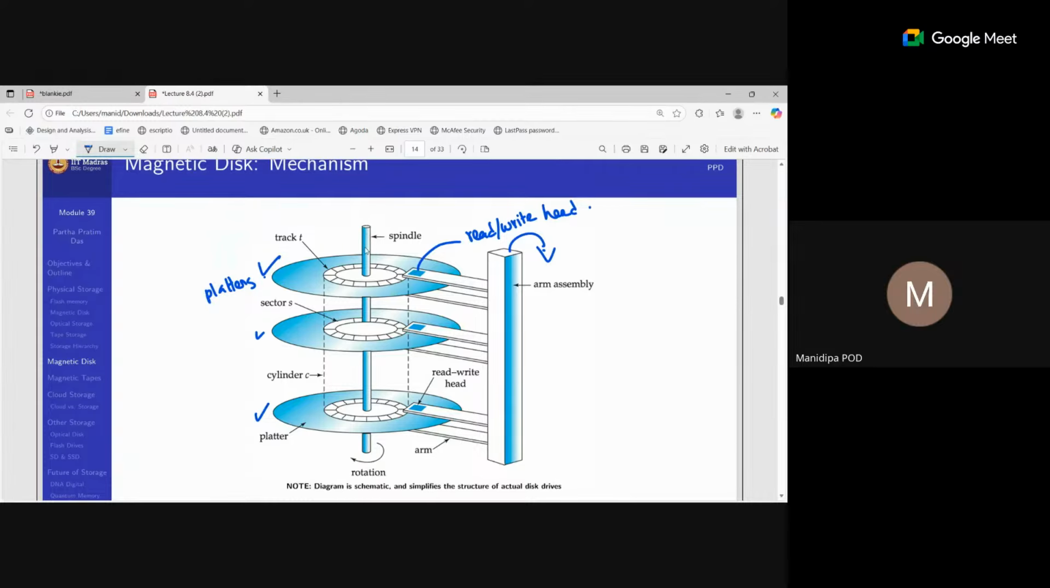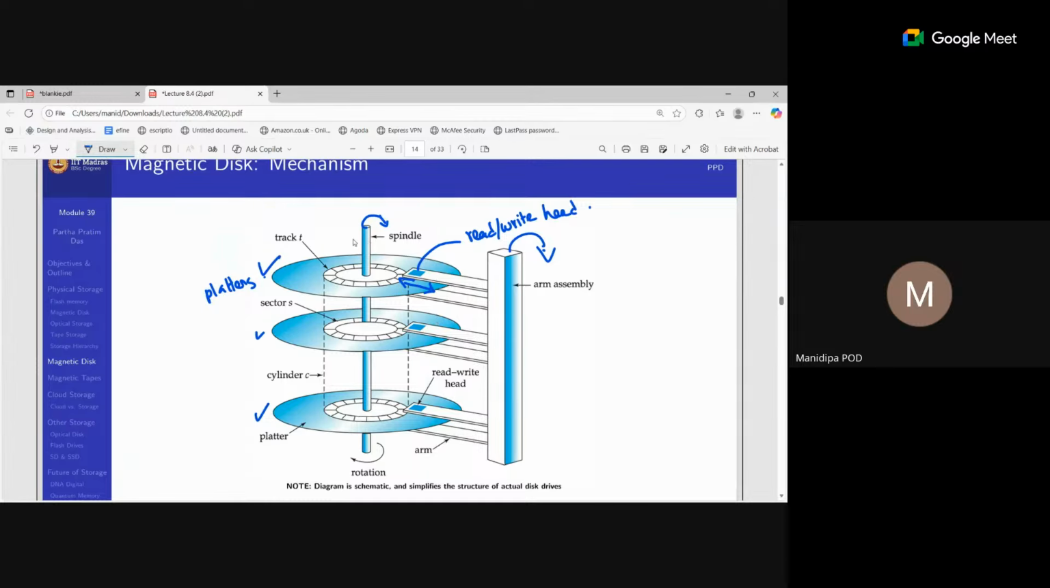Now the cylindrical rod in the middle is called the spindle. These disks rotate around this spindle, that's their axis. So they rotate, but the read-write head is fixed. Fixed means it won't rotate along with the disks, but it can move laterally, that is, in this direction or this direction.